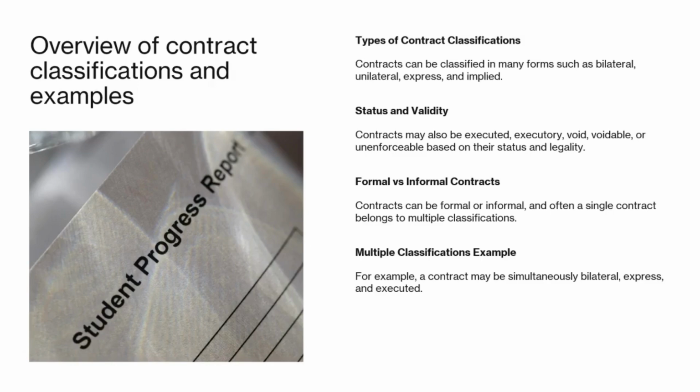Contracts are classified in a variety of ways: bilateral or unilateral, express or implied, executed or executory, void, voidable or unenforceable, and formal or informal. And a contract may have multiple classifications. For example, a contract may be bilateral, express, and executed.